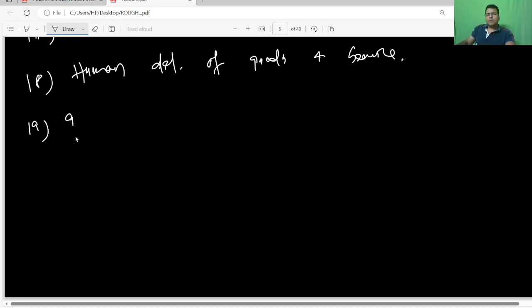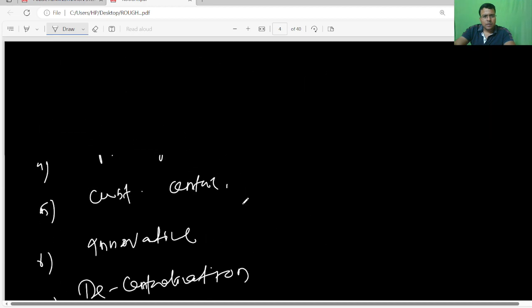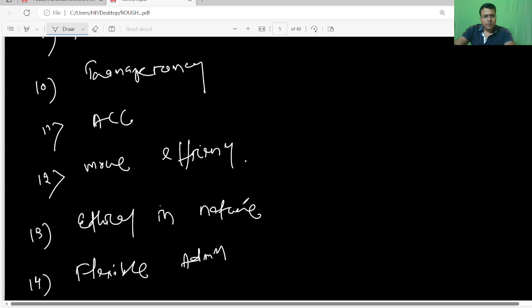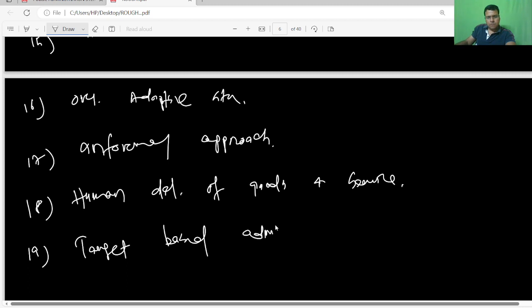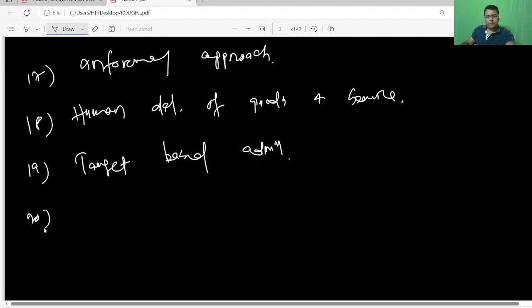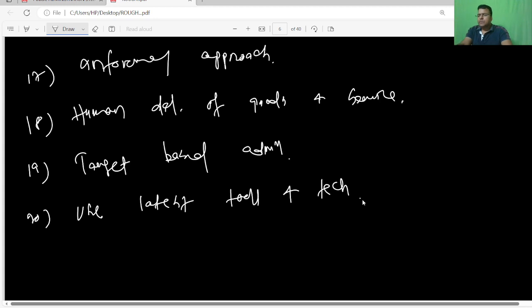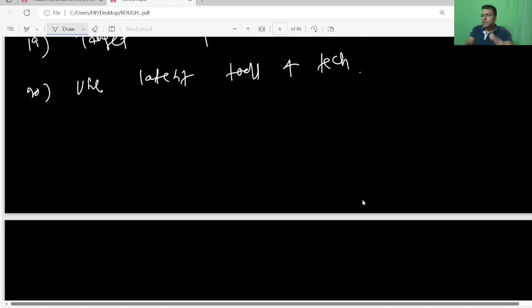It should be goal oriented. I have written this. Target based, target based administration, use latest tools and techniques. So we can call this part of development administration. And if we discuss the Indian aspect, this is what I wrote, 20 points. These are development of administration.